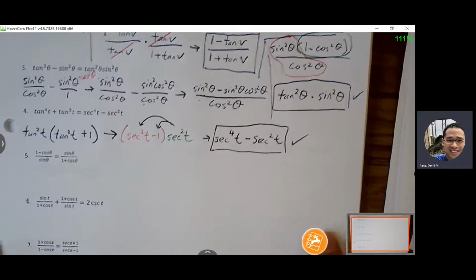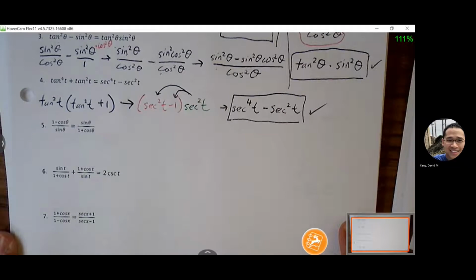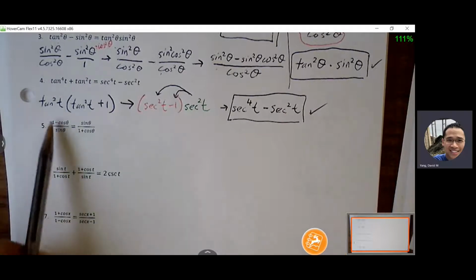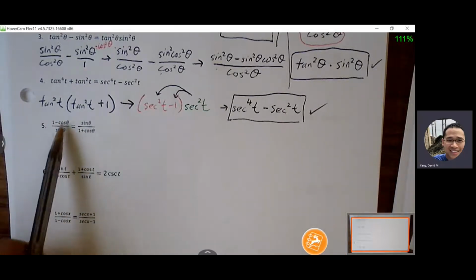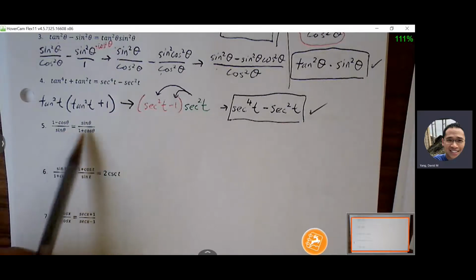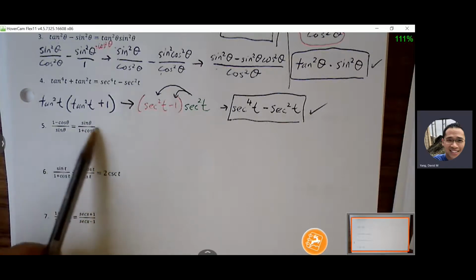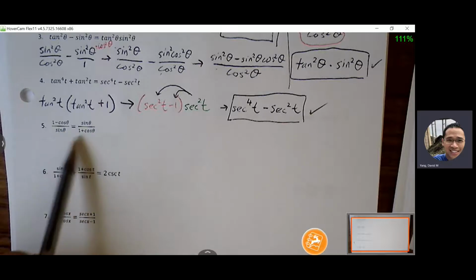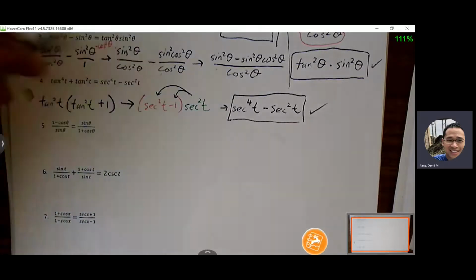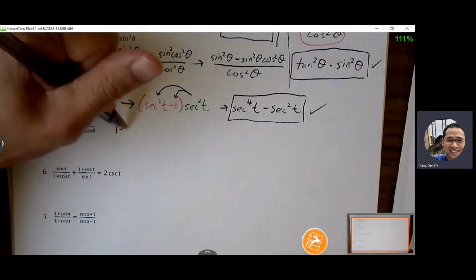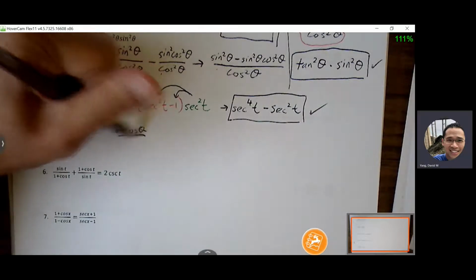Okay, number 5. I think we've seen something like this before, where we can't really involve any identity. We can't really convert to a different trig function, it's already in the same trig function. So I'm going to try to make something out of nothing. I want to involve sine in the denominator. Maybe I can convert this to be a sine squared, and get a conversion to happen with that cosine. So I'm going to start with this 1 minus cosine over sine.